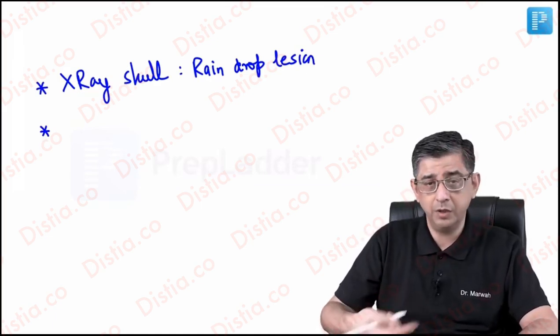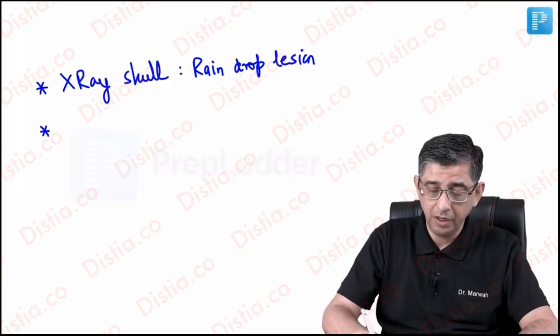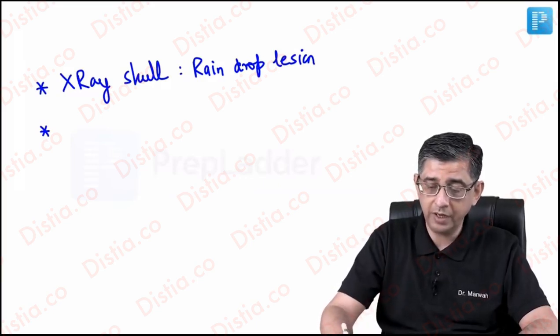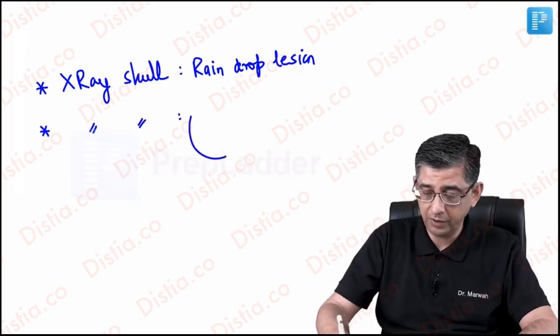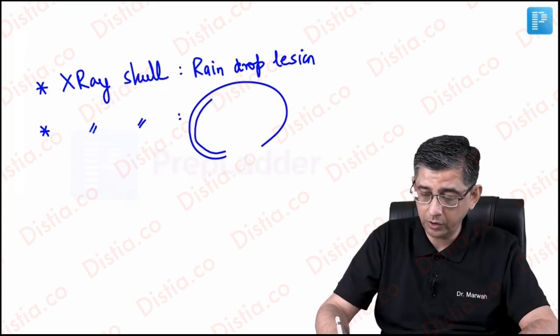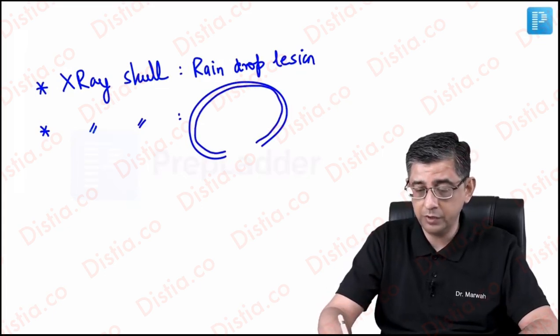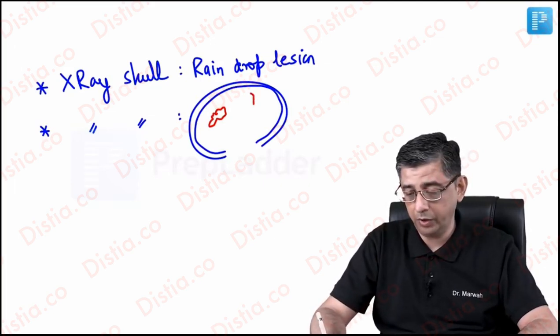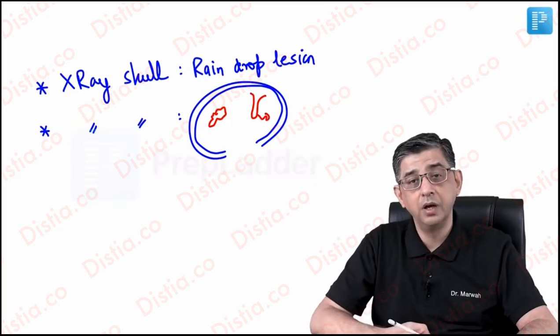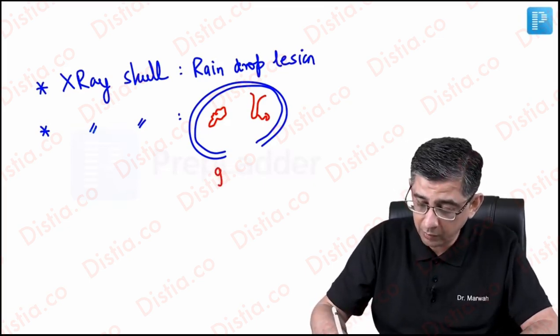In fact, 3 questions I'm discussing here simultaneously. All of them are based on X-ray skull. For the X-ray skull of a patient, I'll just draw the outer table, I'm going to draw the inner table, and then the lesions which are present will look as if there's a map of a country. So the term that I'm using here is called geographical skull.